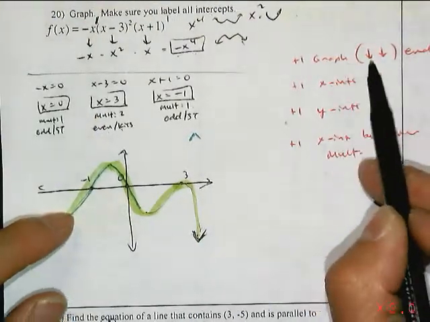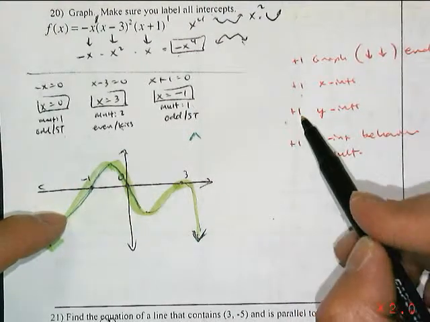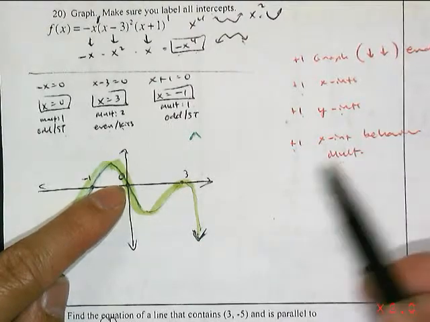1 point for a graph starting down, ending down. 1 point for your x-intercepts correctly and labeled. 1 point for y-intercept, which is 0, and 1 point for your x-intercept behaviors, the multiplicity, kiss, shoot through.